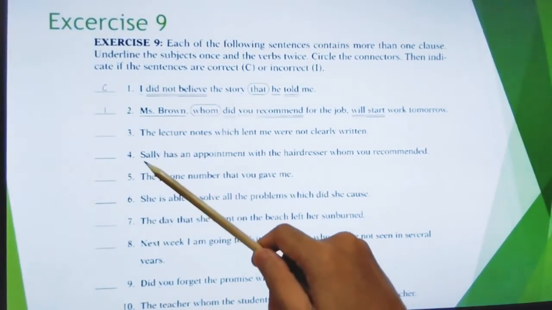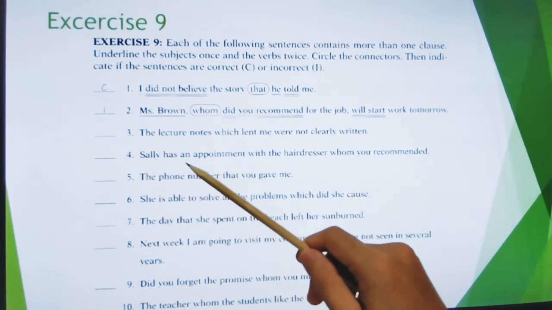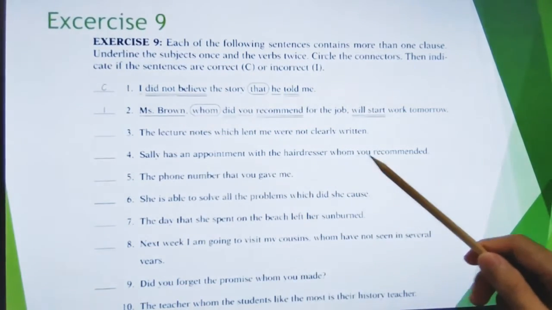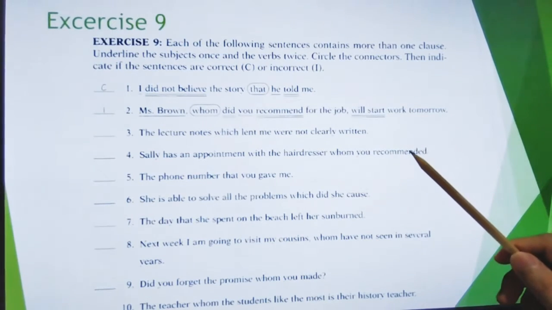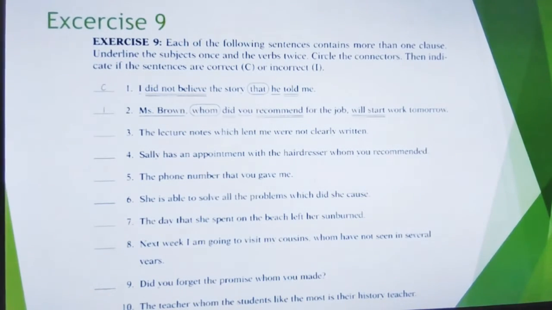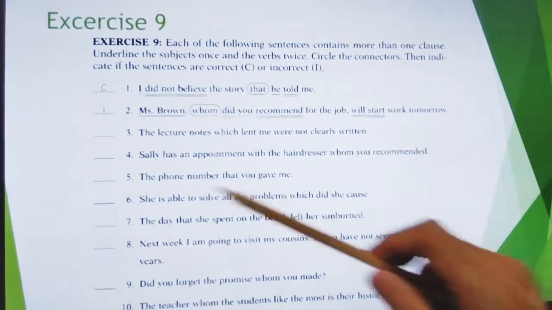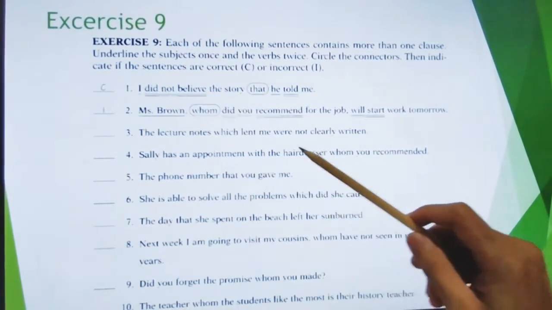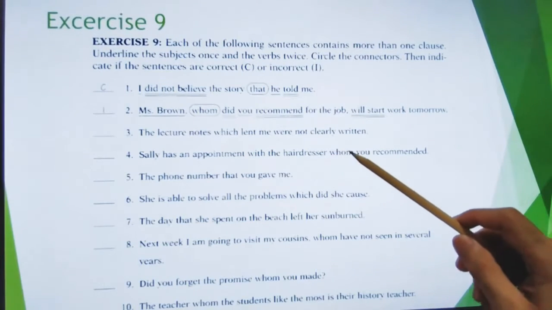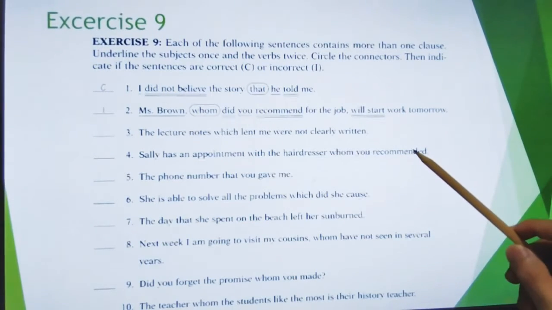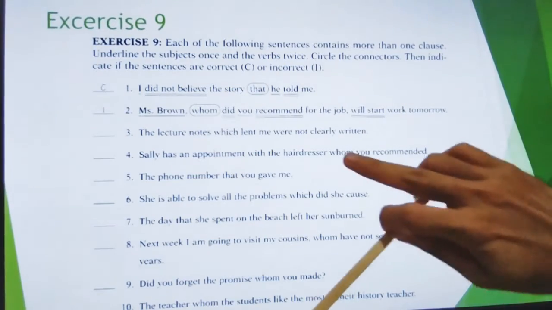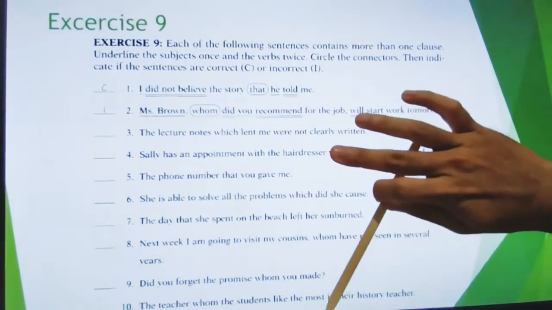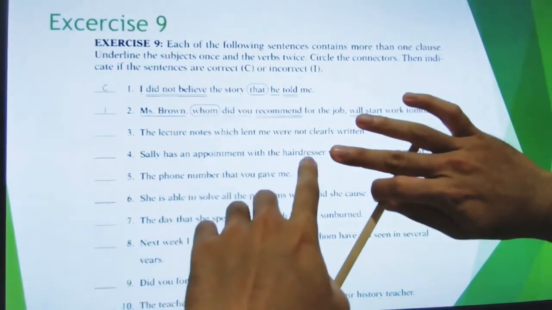Okay, so number 4, Sally has an appointment with the hairdresser whom you recommended. So what about this one? Is it correct or incorrect? Sally as a subject, as a verb. Okay, so these connectors. You recommend it. If we just omit this, followed with a subject. Okay, good. Sally has an appointment with a hairdresser.